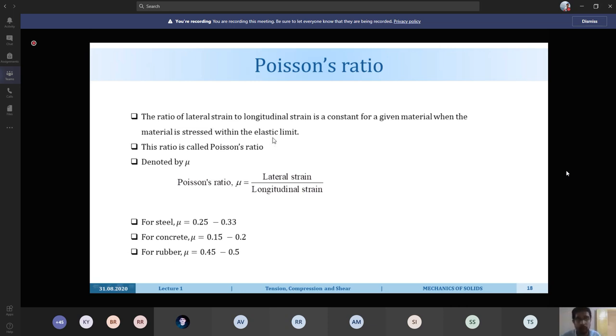So within this elastic limit, the Poisson ratio is defined, and it appears to be a constant. That is the ratio of the lateral strain to the longitudinal strain. For steel, the Poisson ratio is almost 0.25 to 0.33. Concrete, roughly about 0.15 to 0.2. Rubber, it will be 0.45 to 0.5. And in cork, which we use for closing bottles, the Poisson ratio will be nearly 0.